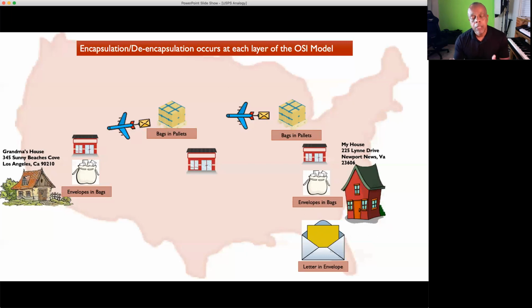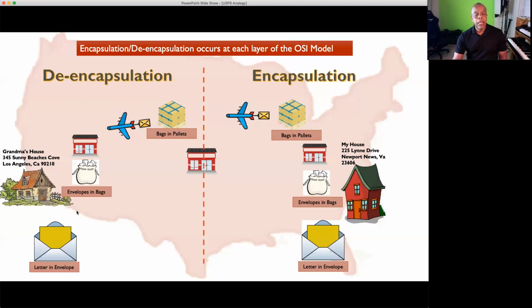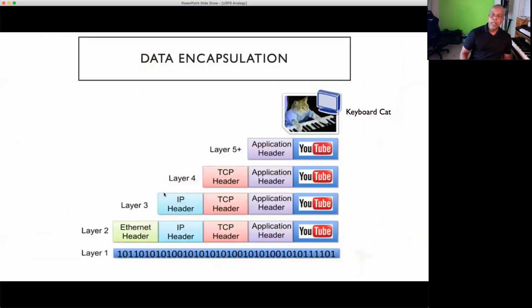The mail system uses zip codes. We use headers on our IP address to do that same thing. So now they break that bag down and put it on the back of a truck. Now I got a letter, envelope, goes to my grandmother. She opens it up, pulls the letter out. So we encapsulate and we de-encapsulate. Okay, so how does that play out? That's what happens in each of the layers of the OSI model.